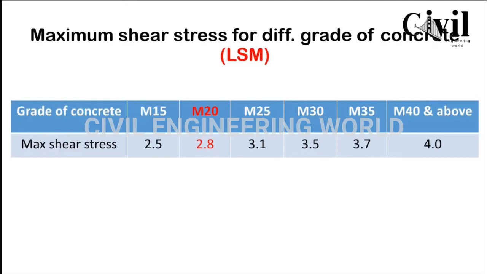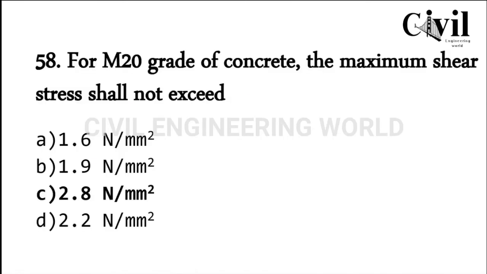So next is, for M20 grade of concrete, the maximum shear stress shall not be. So we have a table for M20 grade. It should not be greater than 2.8 Newton per millimeter square. So as the grade increases, it also changes. So C is the correct answer.